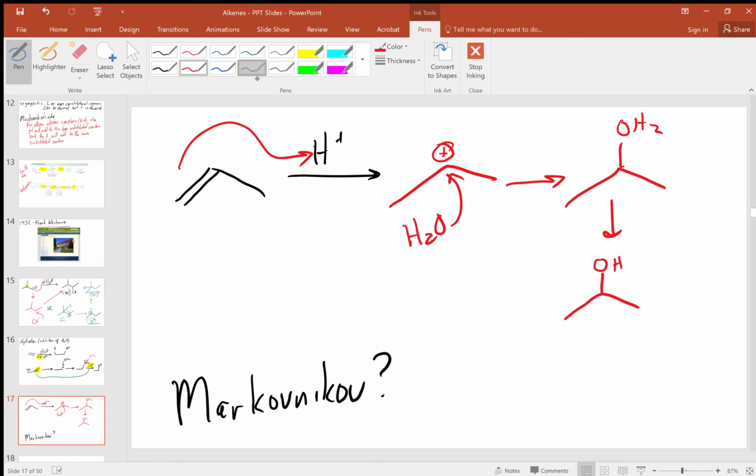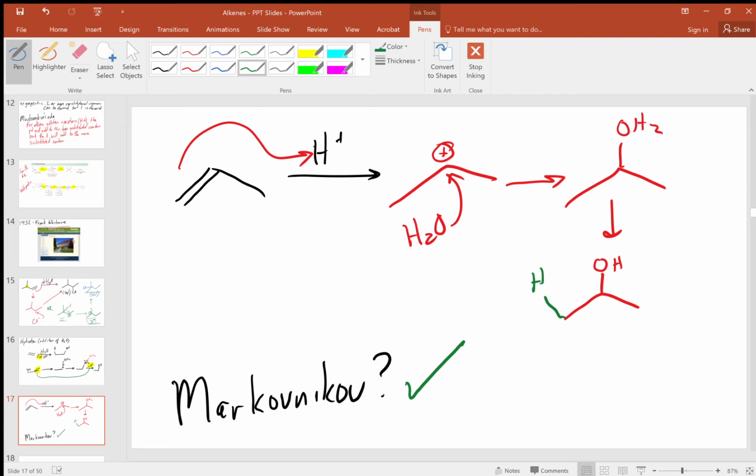So as you can see, the hydroxyl group, the OH group, which we could think of as being similar to the X group, ended up on the more substituted carbon, and the hydrogen ended up on the less substituted carbon. So that would count as a Markovnikov process.